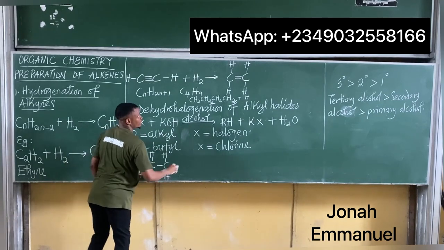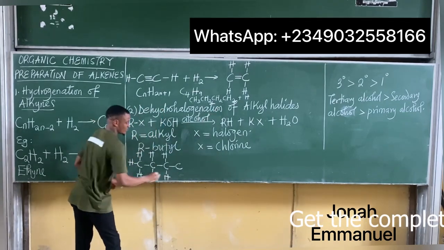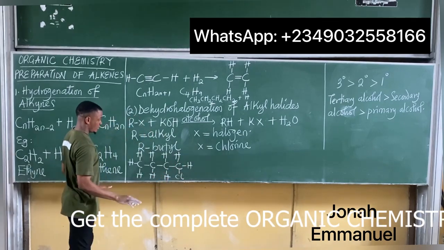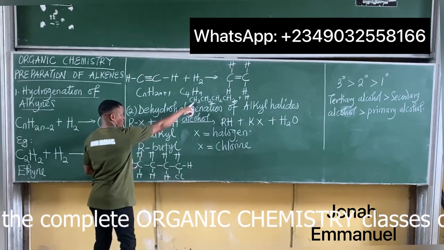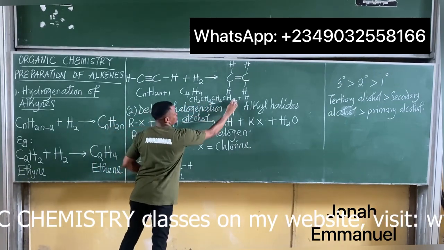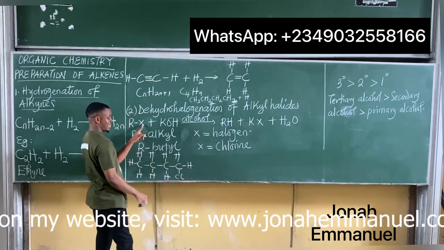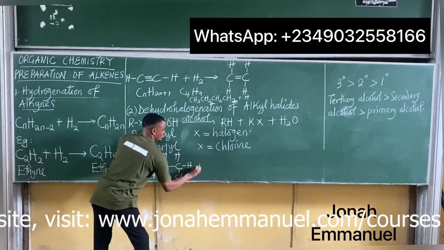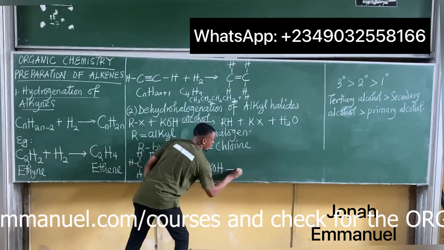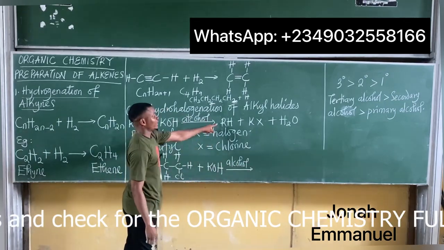CH2, and we said X will be attached to this. So Cl, H, H. Is that okay? Yeah, so I'm having CH3, CH2, CH2, CH. Now it was CH first for butyl, that's CH2, and we said X, that's your chlorine. I have this, plus KOH, passing through alcohol, to give you this one here.